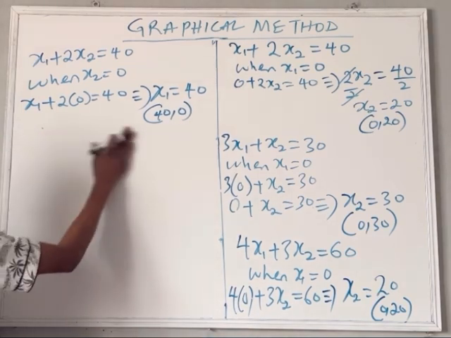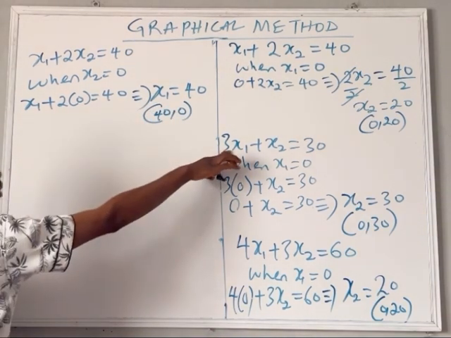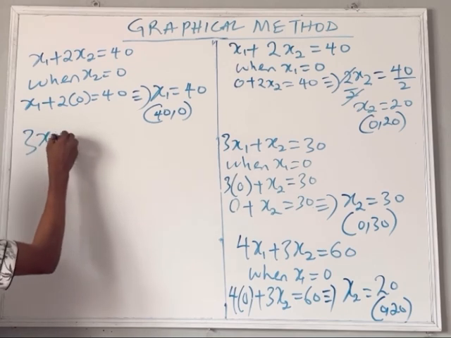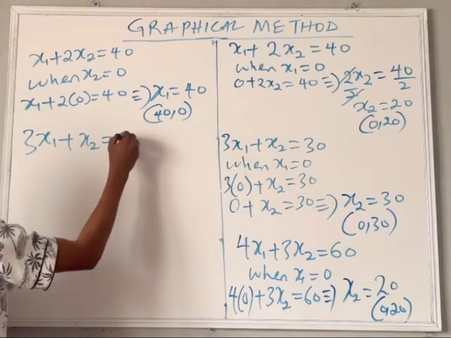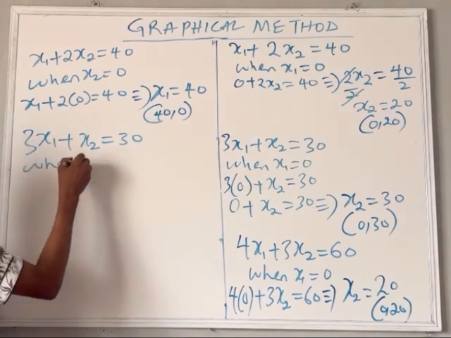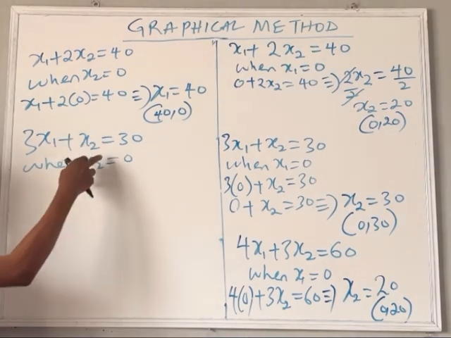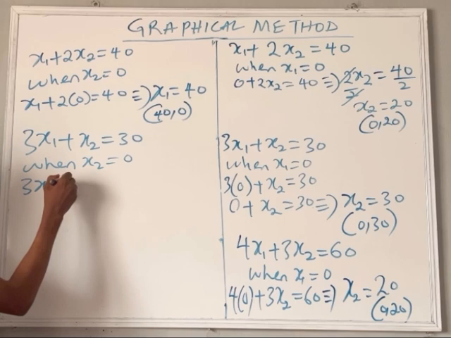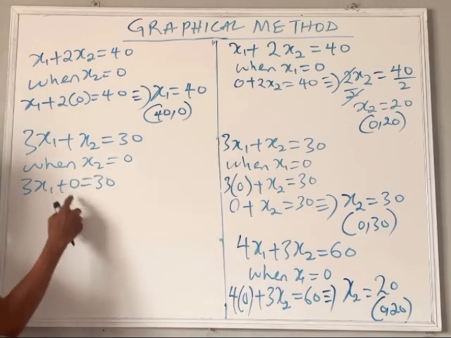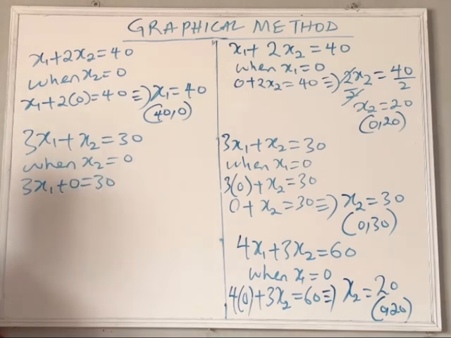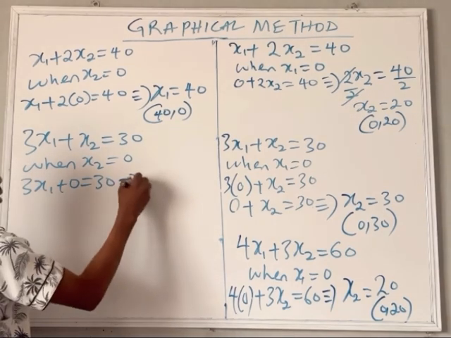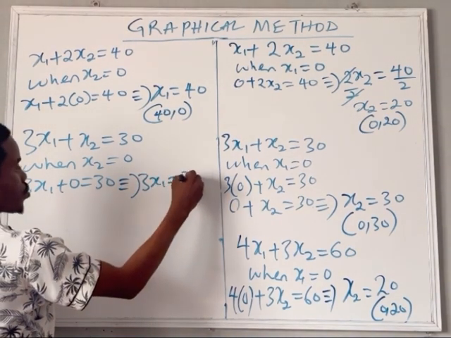Now we do it for the second constraint, when s2 is equal to 0. Our second constraint is 3x1 plus s2 is equal to 30, when s2 is equal to 0. So you have to put 0 whenever you see s2: 3x1 plus 0 is equal to 30. If you take this constant to the other side, it will be 30 minus 0. 30 minus 0 is what? 30. So this is equivalent to 3x1 is equal to 30.